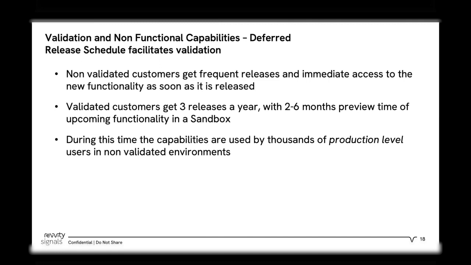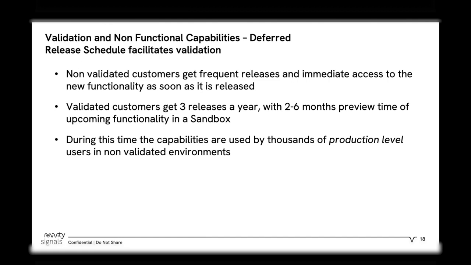They don't get frequent releases. You don't get immediate access. But you use this frequent release and immediate access in order to prepare your validation activities. So when you're working in a validated environment, you get 3 releases a year, very predictable timelines. They're beginning of March, beginning of July, and beginning of November.